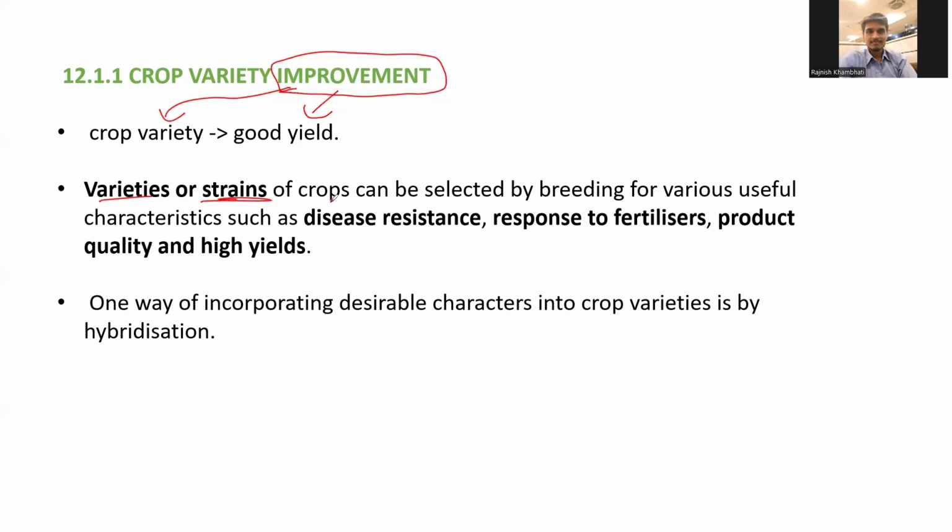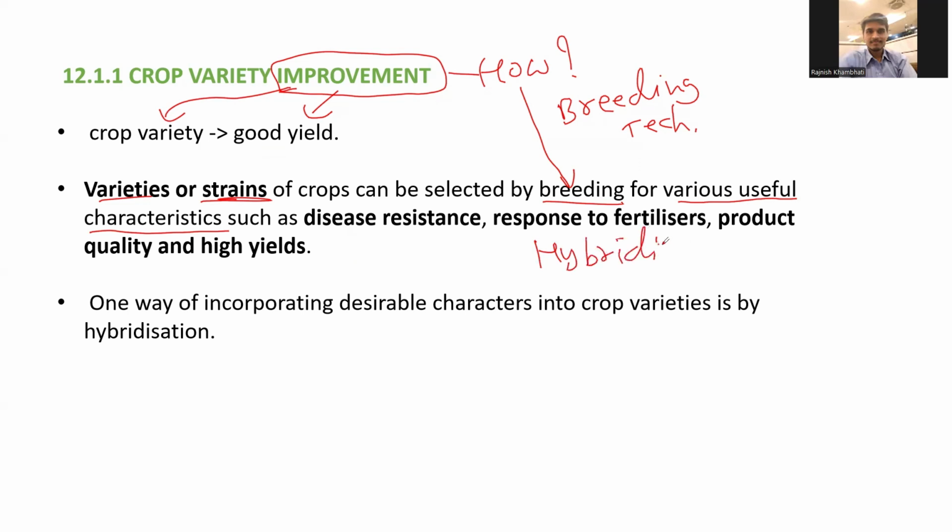Varieties or strains, or types of the crops, can be selected by breeding for various useful characteristics. Now, if you want to improve, how to improve? The answer is here, we can use the breeding technique to make a good variety. Now that process of breeding a variety is known as hybridization.